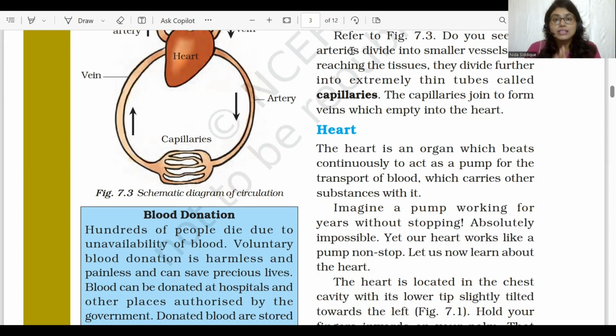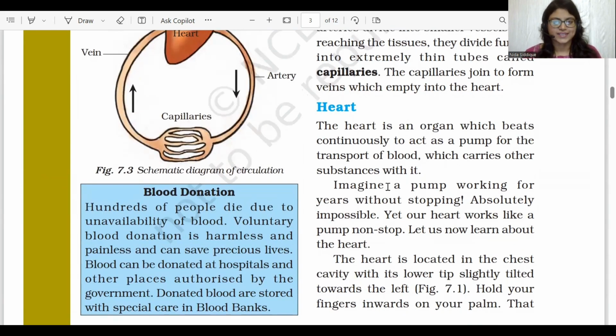Today, we are going to learn about our heart. And we will also be learning about excretion. So let's get started. Heart.